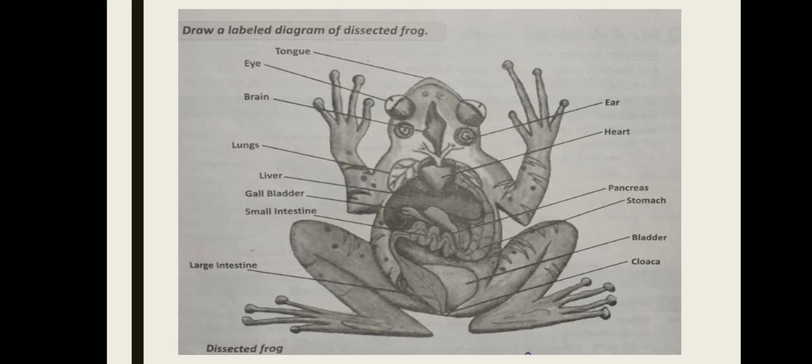Now this is a diagram of dissected frog, and its labeling are tongue, eye, brain, lungs, liver, gallbladder, small intestine, large intestine, ear, heart, pancreas, stomach, bladder and cloaca.